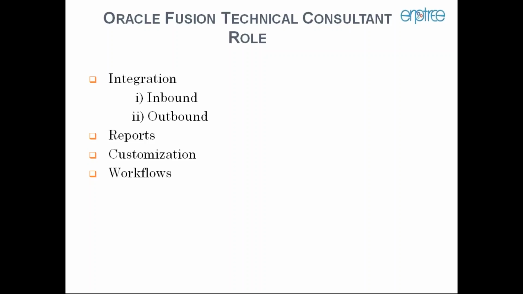For the integrations, we need to create the inbound interface. In the inbound interface we use tools like HDL, PBL, and the spreadsheet loader. These are the tools provided by Fusion for inbound purposes. Then for the outbound, we have to create the outbound interface for sending the data from Fusion to the third party system, where Oracle provides tools like HCM Extract and BIP for creating the outbound interface.